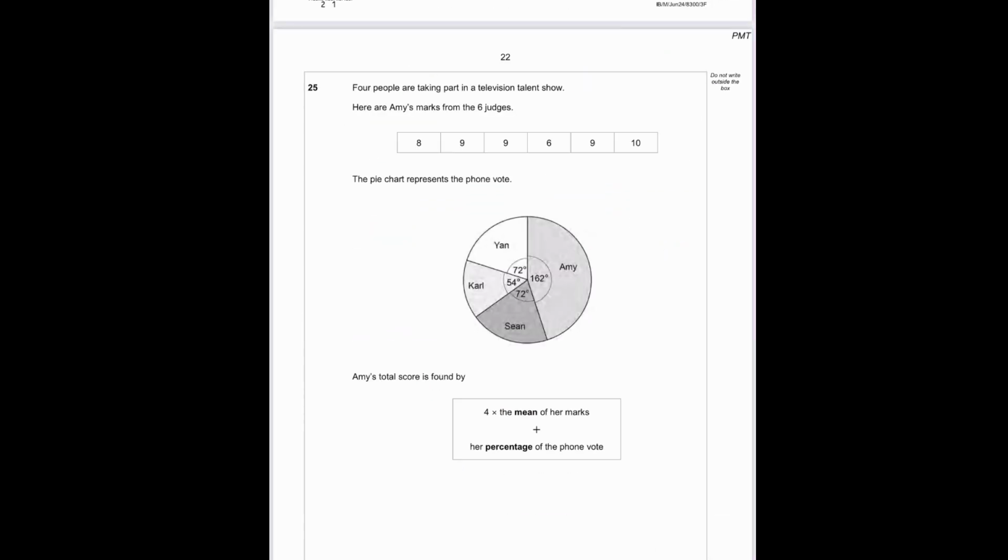4 people are taking part in a television talent show. Here is Amy's marks from the judges. So here is a pie chart and this represents her phone vote. Amy's score is found by 4 times the mean of her marks. To find the mean of her marks, we would add these together, divide by the number of numbers, which is 6, and that gives us an average of 8.5.